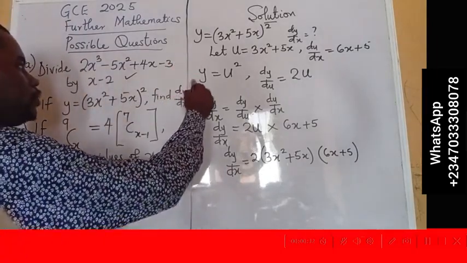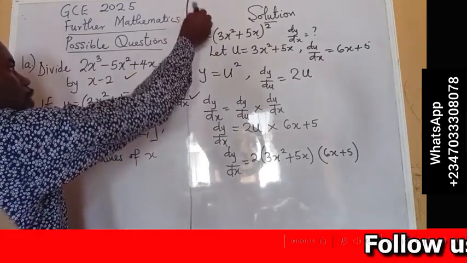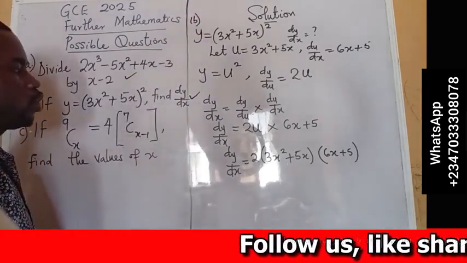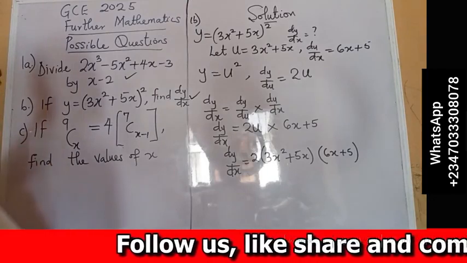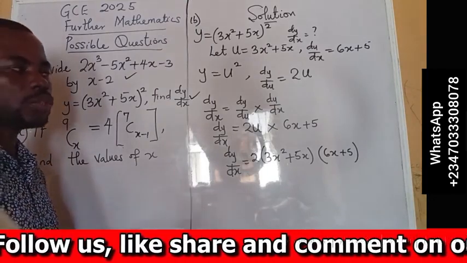So we have achieved 1b. We have achieved 1a. We have achieved 1b. Now let's go to 1c, the question on combination.